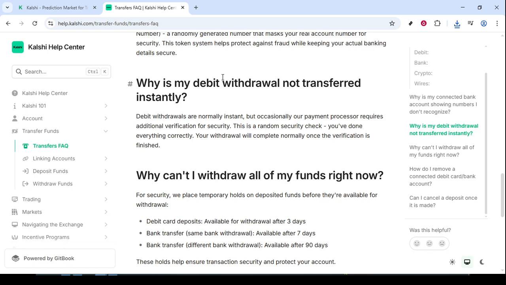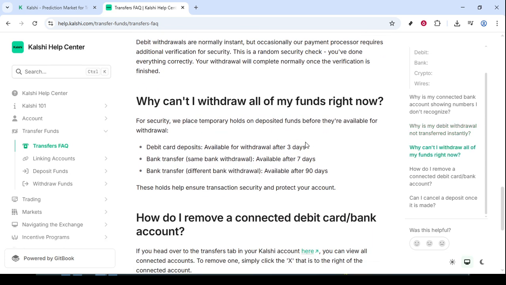Another common question concerns the inability to withdraw all of the funds instantly. This is often due to specific regulations or holds that are in place to ensure compliance and security. Speaking of holds, debit card deposits, for instance, are usually available for withdrawal after 3 days. Knowing this helps set clear expectations about timing.